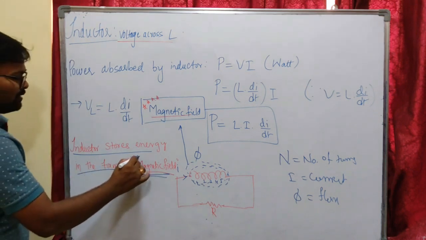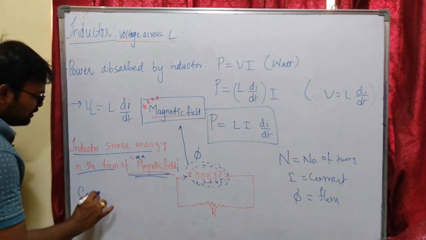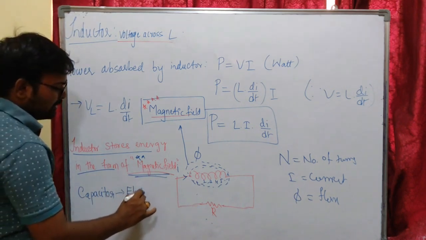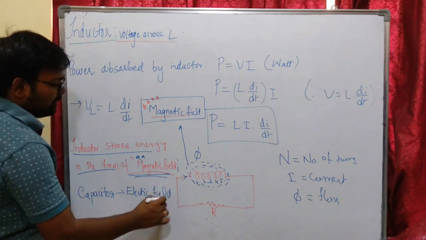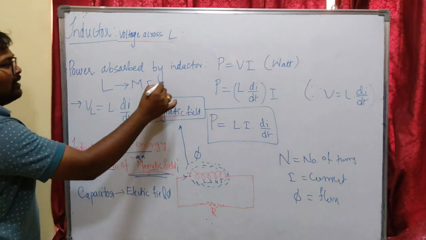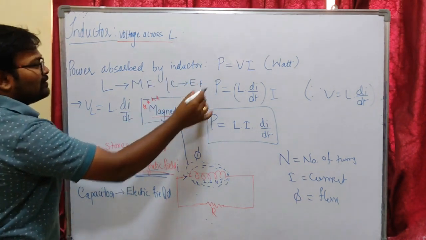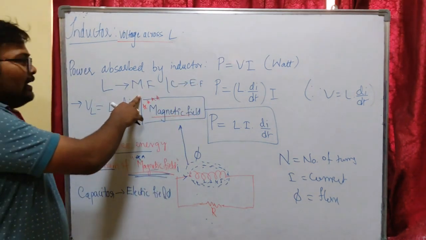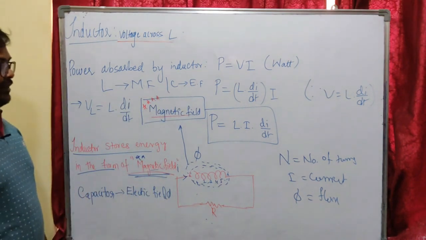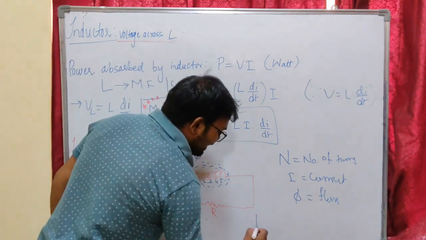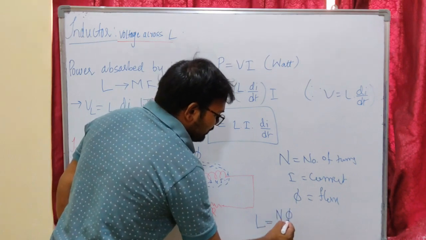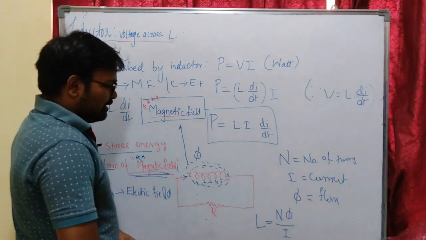Why it is important: our capacitor, which I am going to explain in the next class, stores energy in the form of electric field. There are two types of field here, magnetic field and electric field. The inductor stores energy in the form of magnetic field, whereas the capacitor stores energy in the form of electric field. This is the difference. From this I can derive the value for the inductor, that is, the number of turns times flux divided by the current through the inductor: L is nothing but N phi by I.